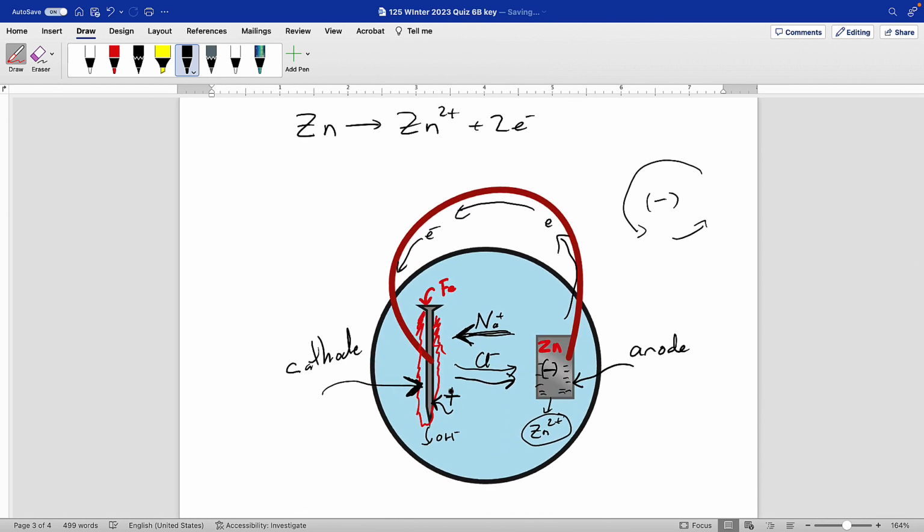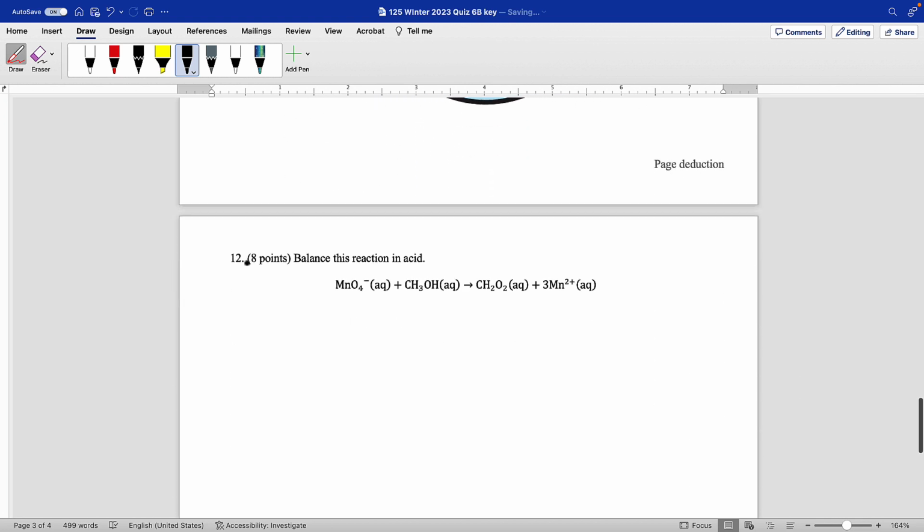Okay, so notice the geometry is different from having two different beakers, but all the principles are the same. So be able to analyze any cell like this regardless of the geometry, even if it looks sort of different from what you're used to.